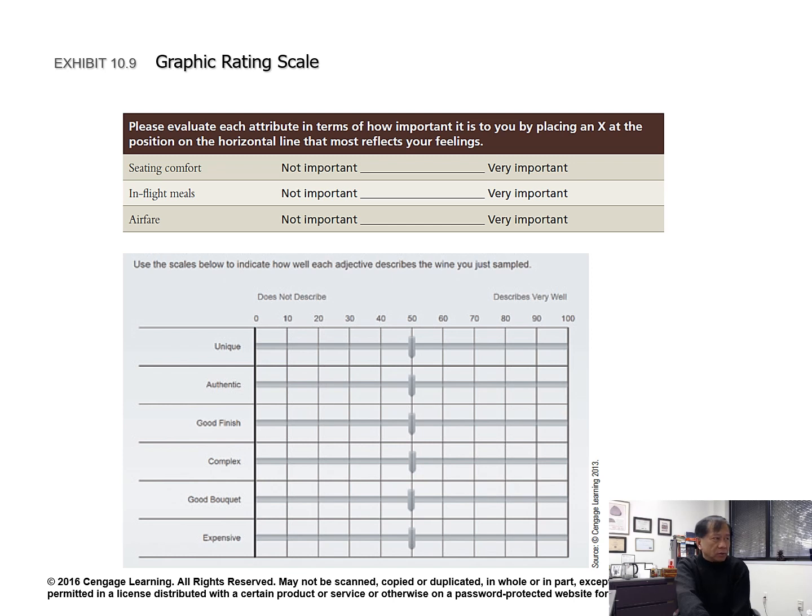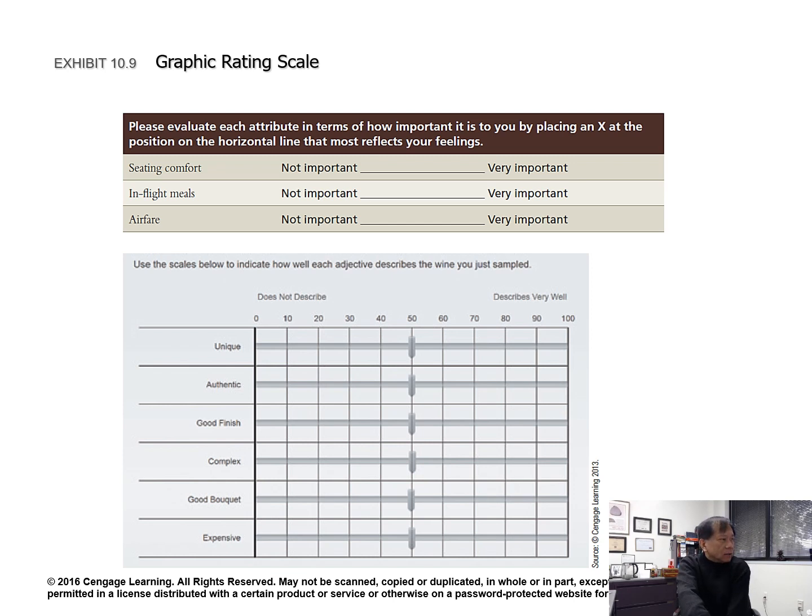Seating comfort, for example. Please evaluate each attribute in terms of how important it is to you by placing an X at a position on the horizontal line that most reflects your feeling. Seating comfort. Is seating comfort important or not important to you? You can choose somewhere in between. Okay? In-flight meals. This is about flying, right? Not important to very important. Airfare. Not important to very important. Okay?